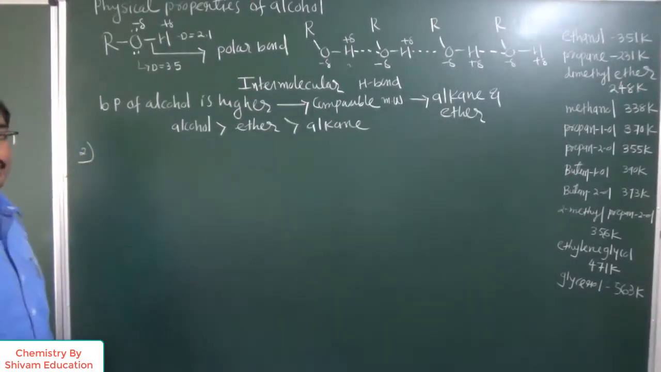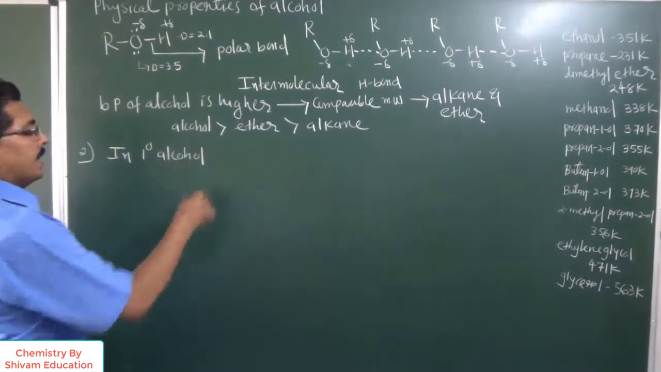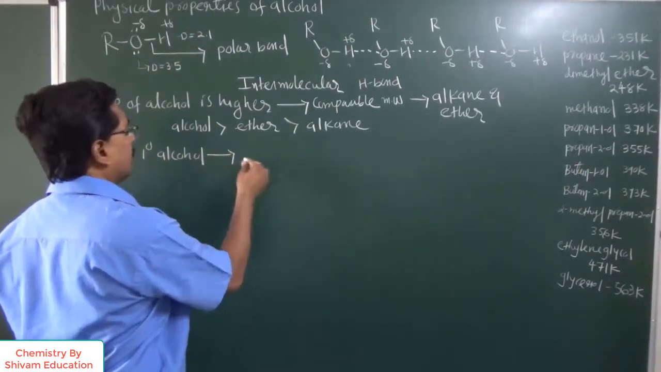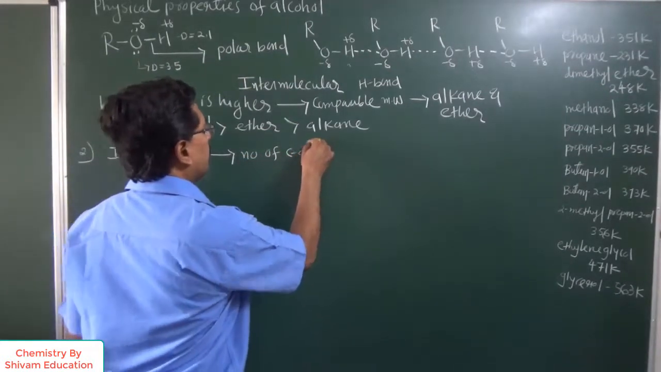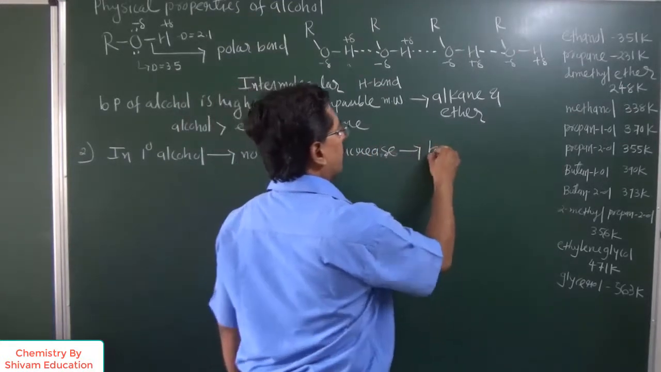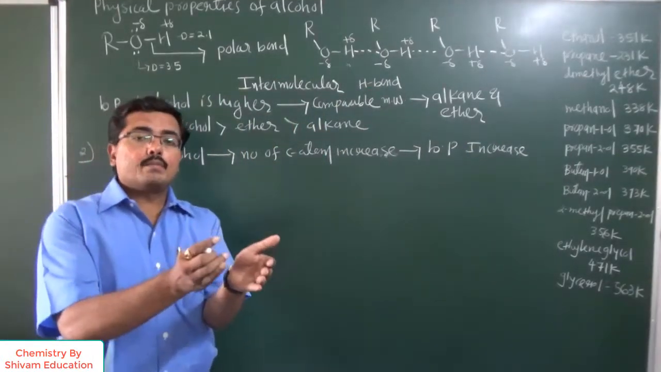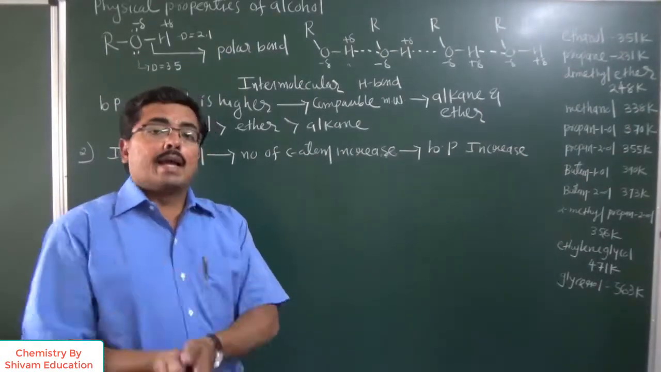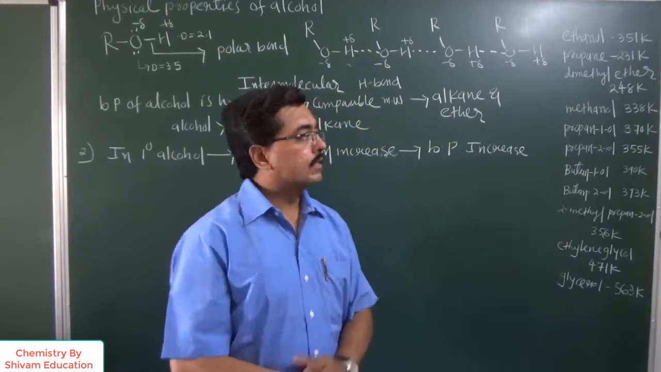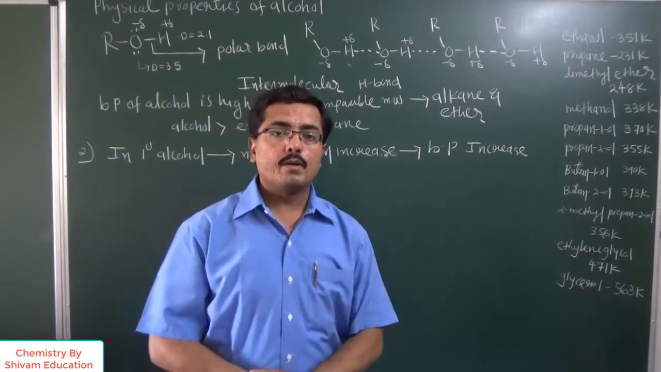Now the second physical property. In a primary alcohol, in the case of 1 degree alcohol, as the number of carbon atoms increases, the boiling point will increase. Why? The question will arise. It is observed that as the number of carbon atoms increases, the contact surface area increases. As the contact surface area increases, van der Waals force of attraction will also increase. So as a result, in a primary alcohol, as the number of carbon atoms increases, the boiling point will increase.